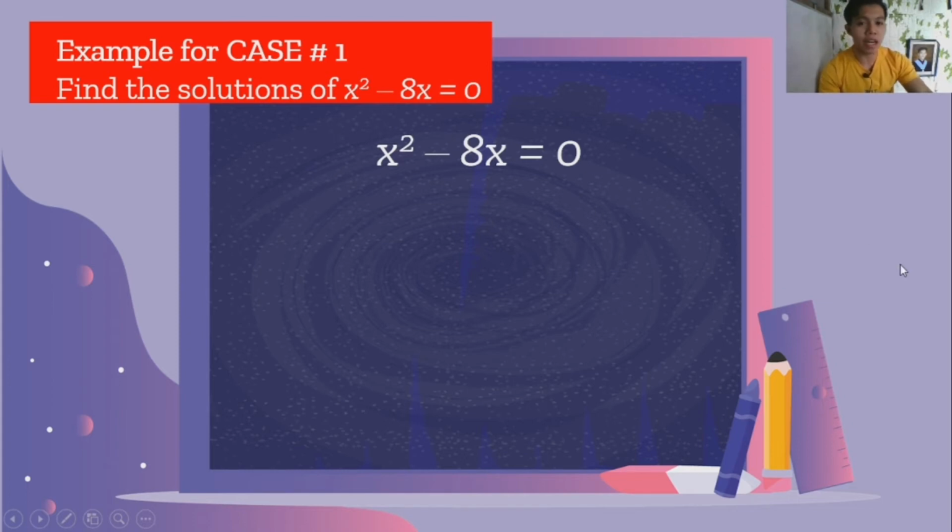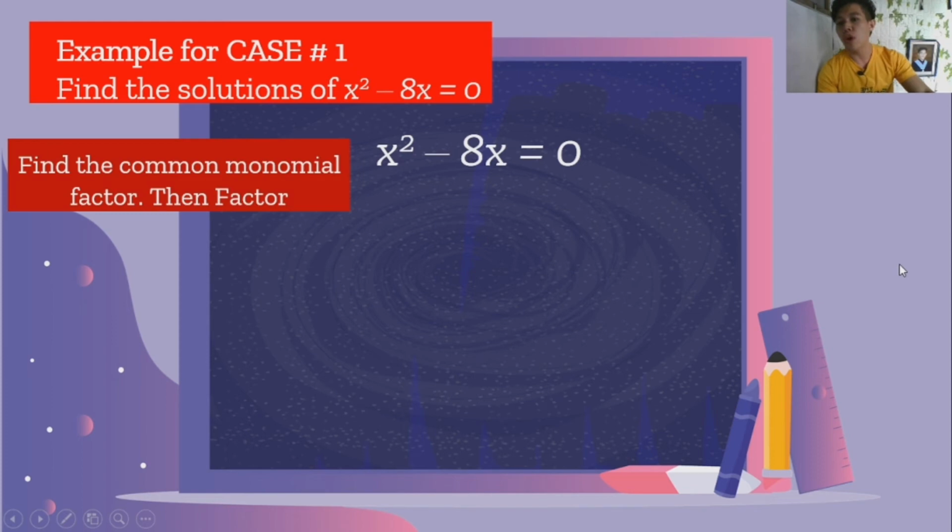So, ang gagawin nyo na kagad dyan is proceed to finding the common monomial factor. Ano ba yung parehas sa kanila? Sa x squared at sa negative 8x. Parehas silang divisible by x. So, yun yung common monomial factor natin. Ilalabas mo dun sa parenthesis.